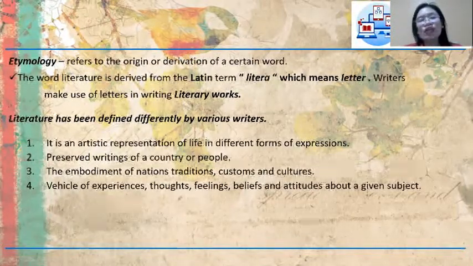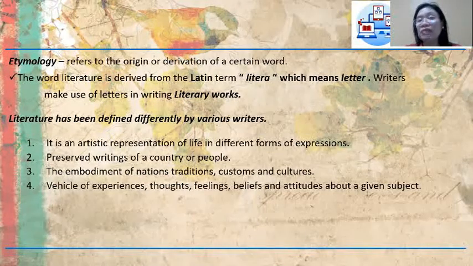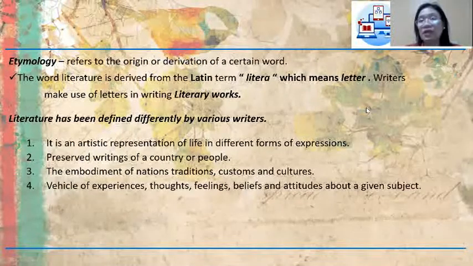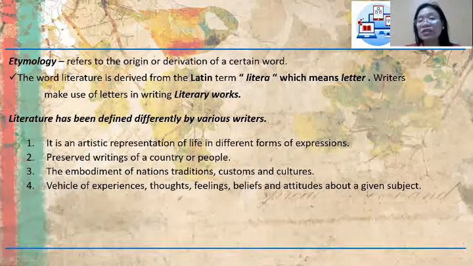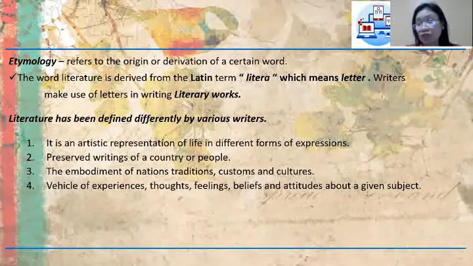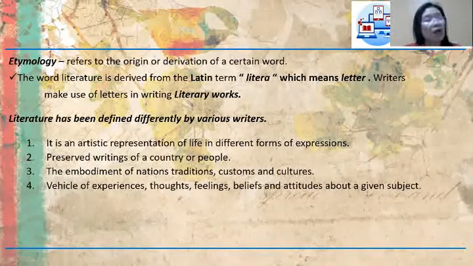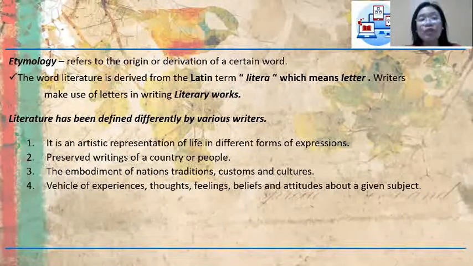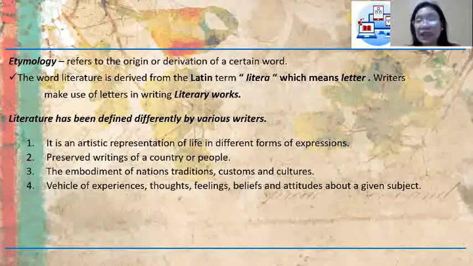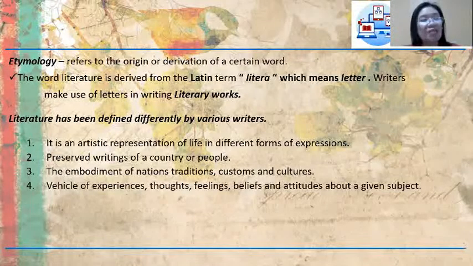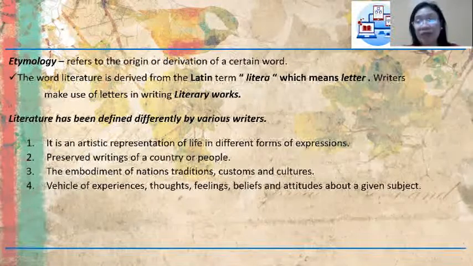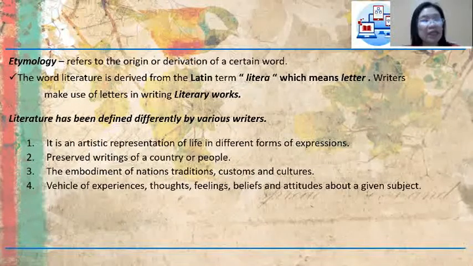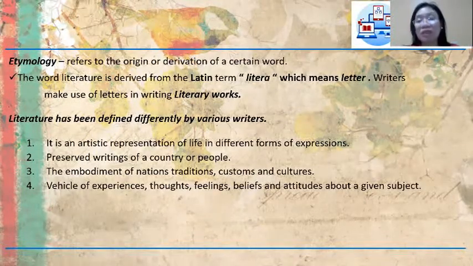Now, literature has been defined differently by various writers. I have here 4 definitions. First, it is an artistic representation of life in different forms of expressions. Meaning to say, literature or literary works are creatively and artistically represented by the different authors and writers, which can be described as written and sometimes spoken materials.